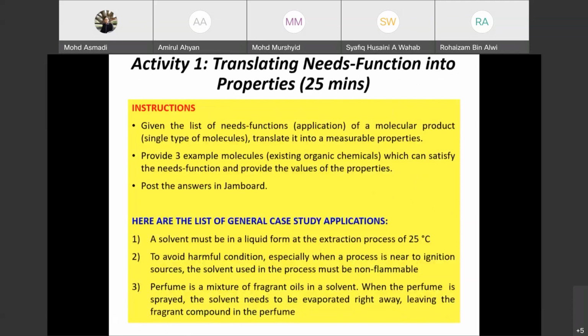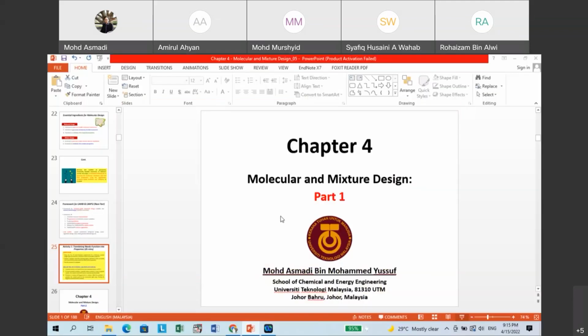Okay. Kalau awak tengok di sini, kita ada activity how to translate the needs and function into the properties. Given the list of needs, function, application of the molecular product, single type of molecule, right? Could you please translate it into the measurable properties? Provide 3 example molecules, existing chemicals which can satisfy the needs, function, and provide the values of the properties. Post the answer in the Jamboard. We provide the Jamboard.